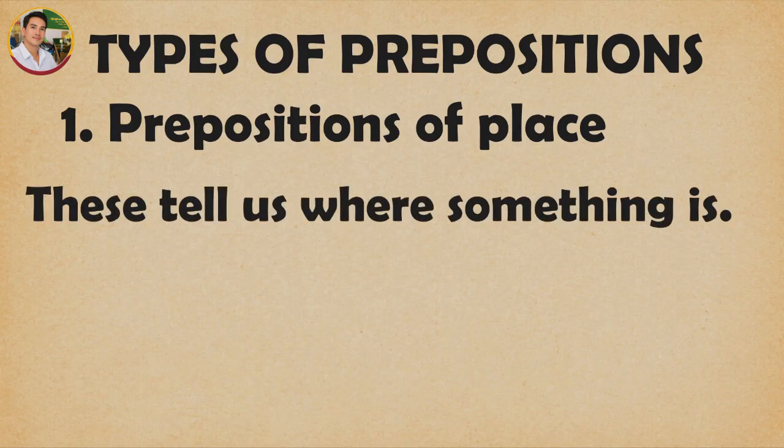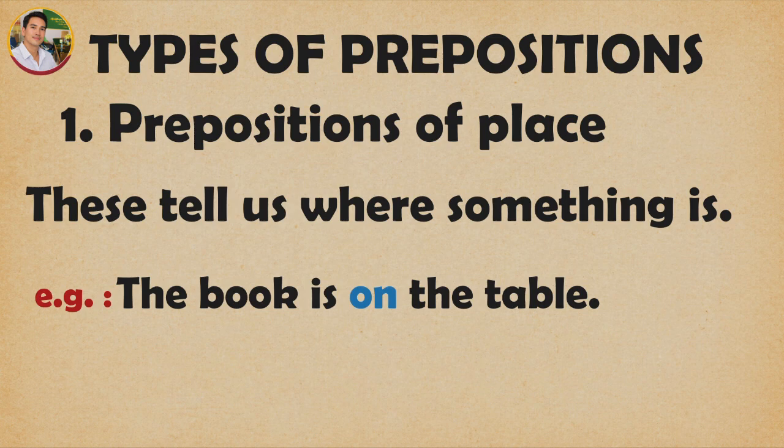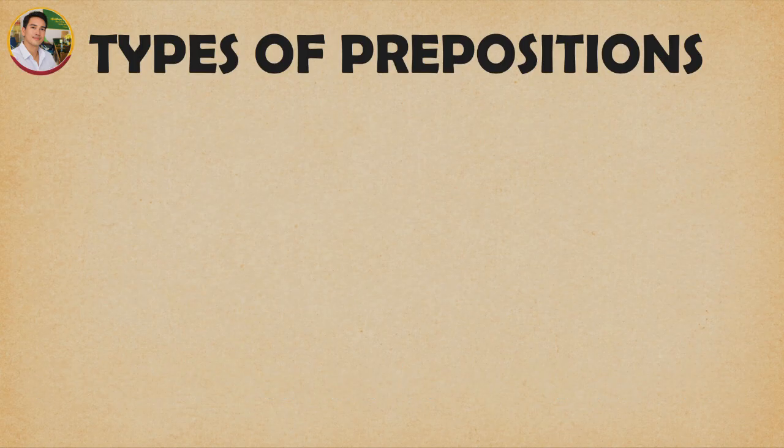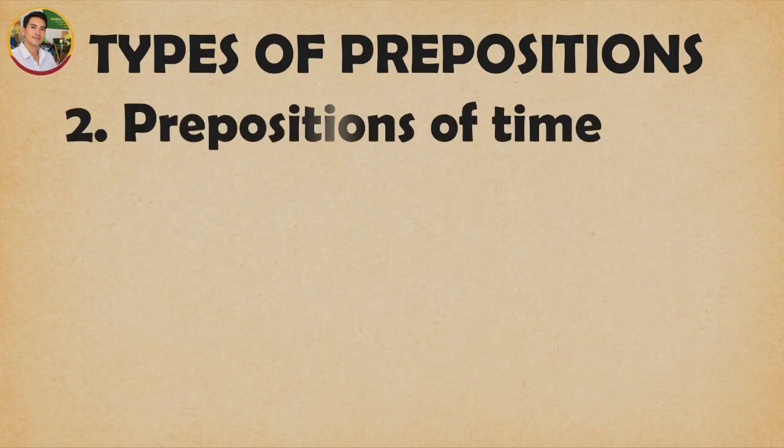This tells us where something is. For example, the book is on the table. Here, on shows the position of the book. We also use in, under, and between. They help us describe location clearly. Alright, so I hope you understand this part, everyone.